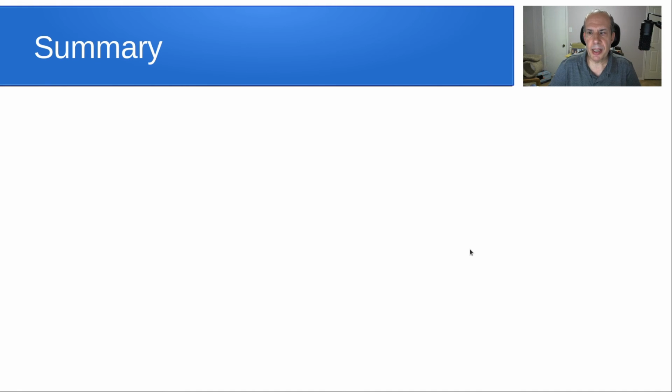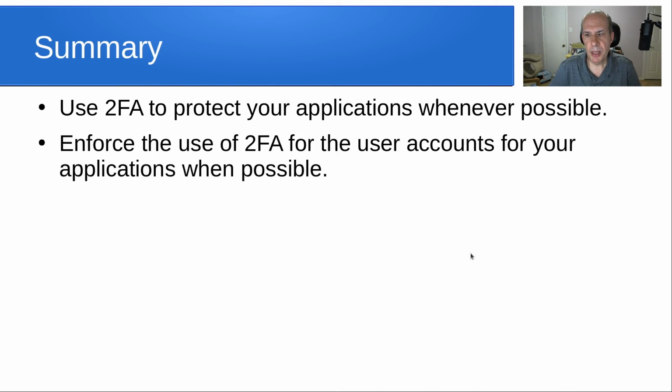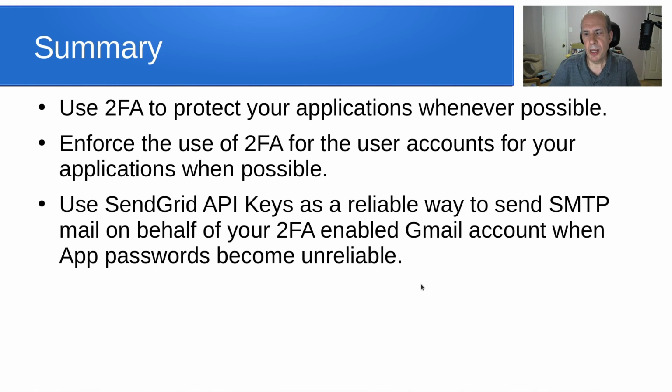Okay, so that's about it there. My advice is to use 2FA to protect your applications whenever possible. We want to enforce the use of 2FA for the user accounts for your self-hosted applications whenever possible, because it provides that extra layer of security for not only you, but for your end users. And then we want to use SendGrid API keys as a reliable way to send SMTP mail on behalf of your 2FA enabled Gmail account when app passwords become unreliable.